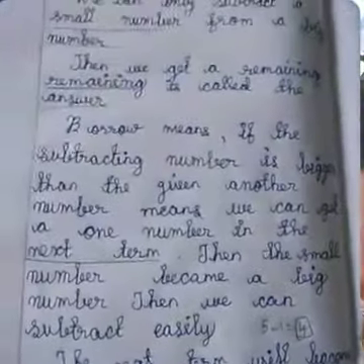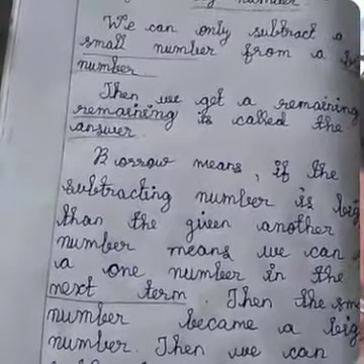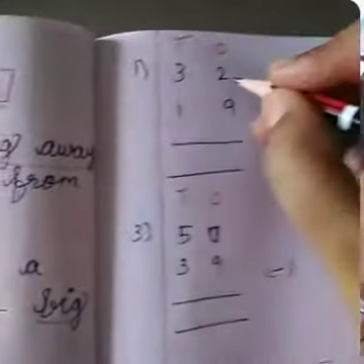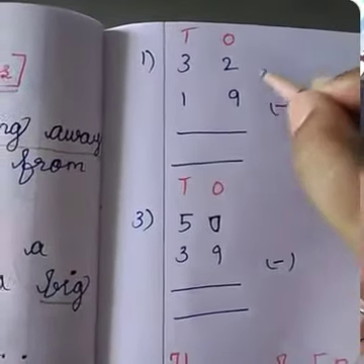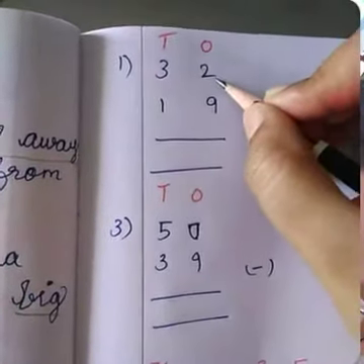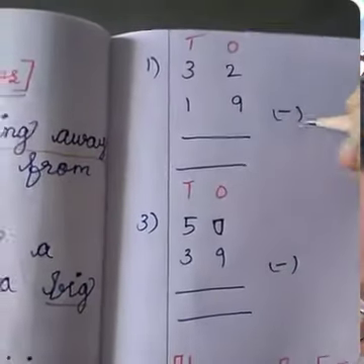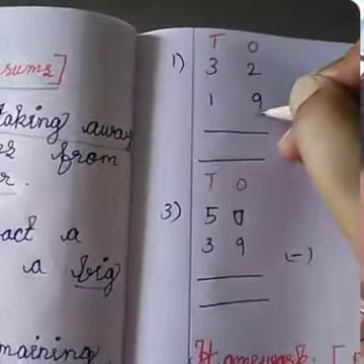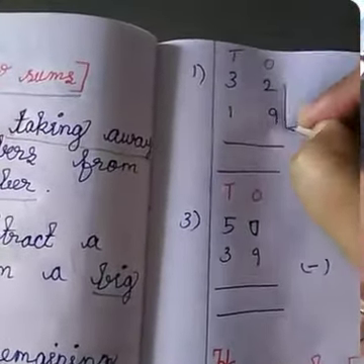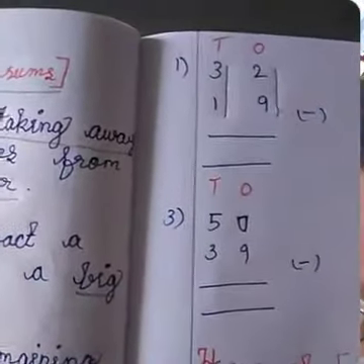I will show you some sums, so you can be very clear. See the first sum, 32 minus 19. You have to subtract 19 from 32. It is a subtraction sum. In subtraction, first we consider the ones column. This is called the ones column and this one is called the tens column.